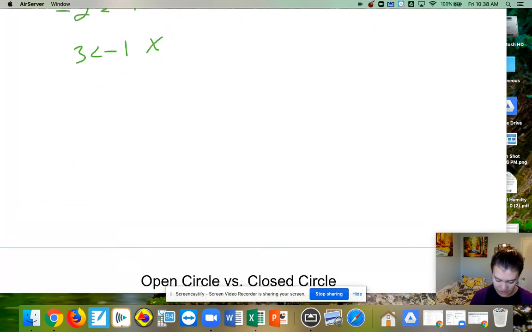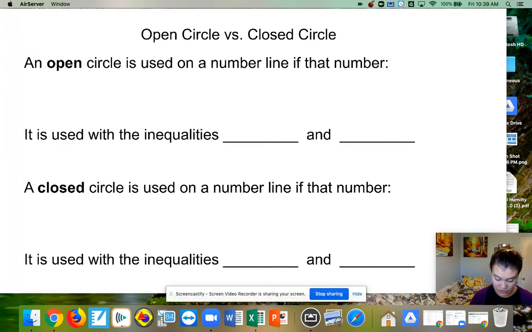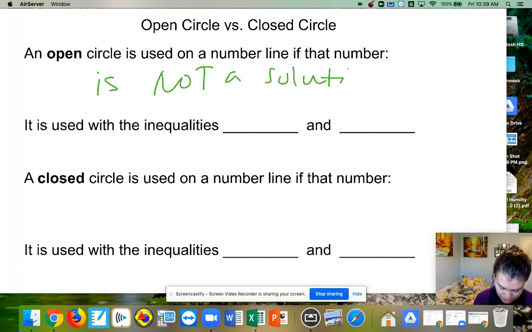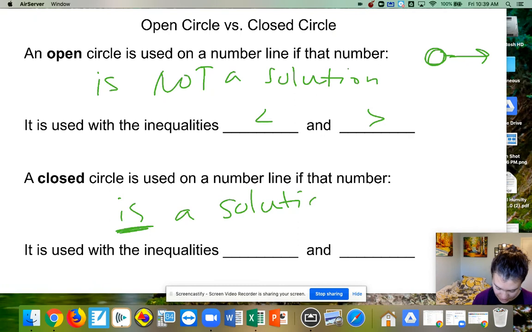So if you noticed, one of those I had an open circle and one I had a closed circle. An open circle is used on a number line if that number is not a solution. So you're going to get open circles when you have a less than or a greater than sign. So it's like this, and then you have your arrow going off. A closed circle is used on the number line if your number is a solution. And that's going to go with your less than or equal to and your greater than or equal to. And so you do a closed circle and then draw your line.